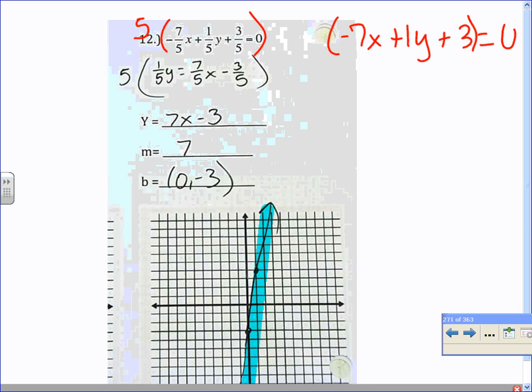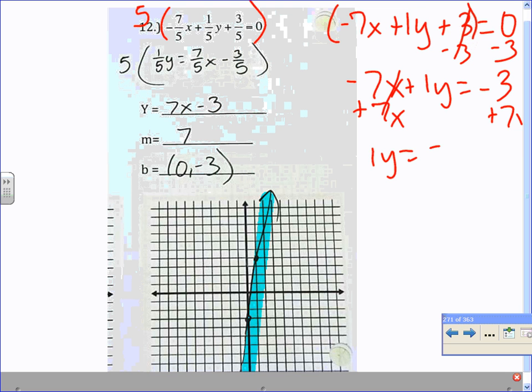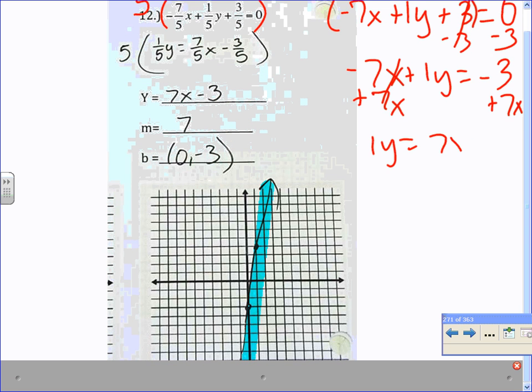I put it in like I subtracted 3. Okay, so then you have negative 7x plus 1y equals negative 3. What'd you do next? Added negative 7. You mean add 7. Add 7x. Okay, so you have 1y equals 7x minus 3. That's the answer.